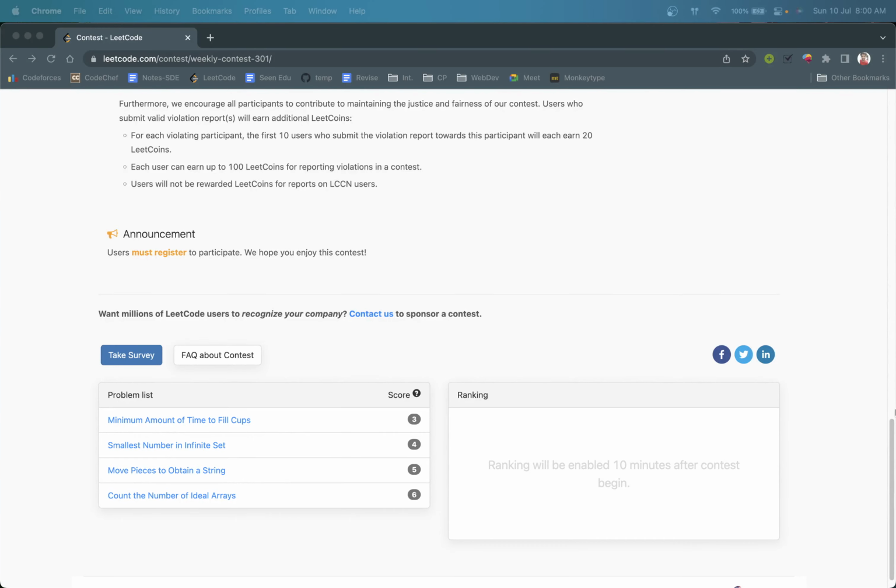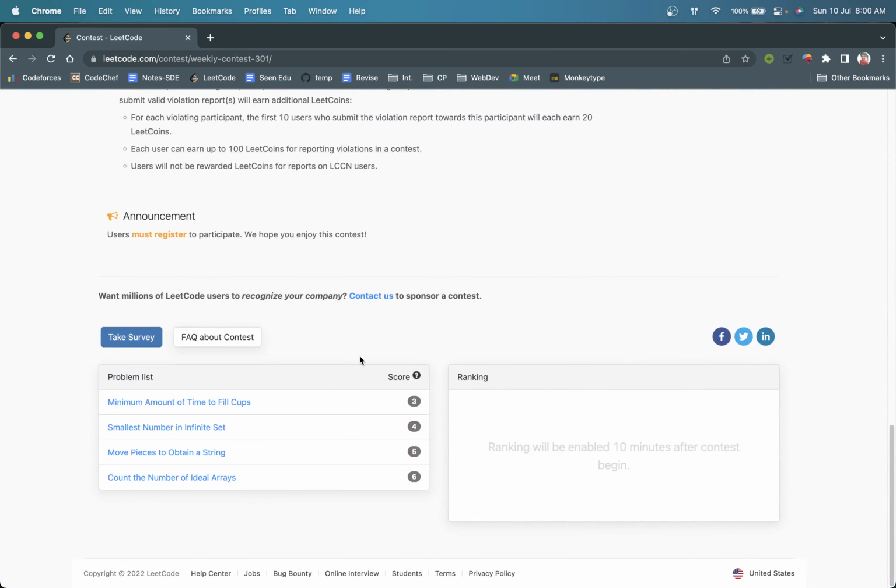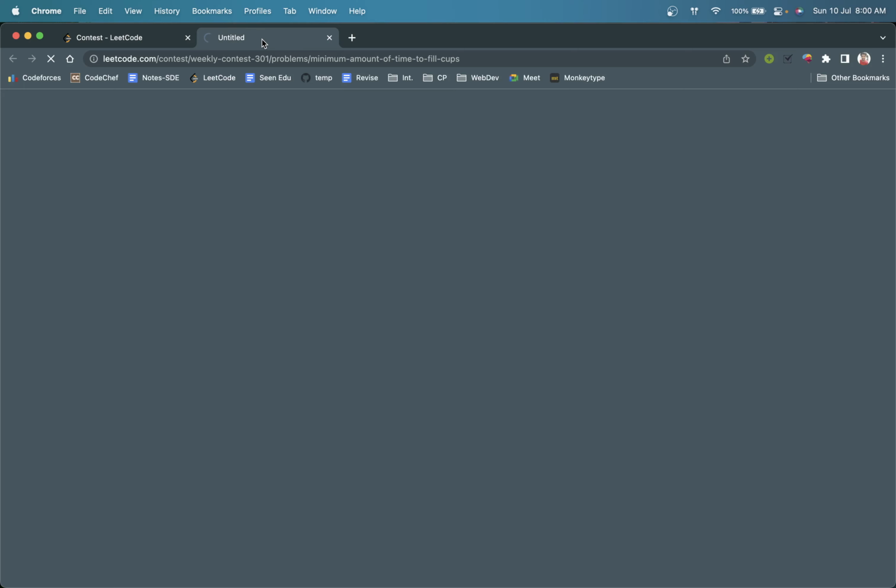So, good morning, everyone. Today we are participating in LeetCode weekly contest 300. It has started right now, so I have to solve it early.